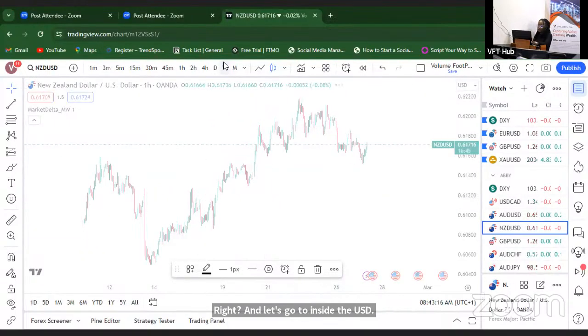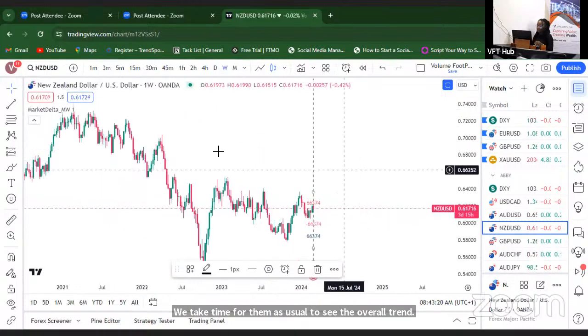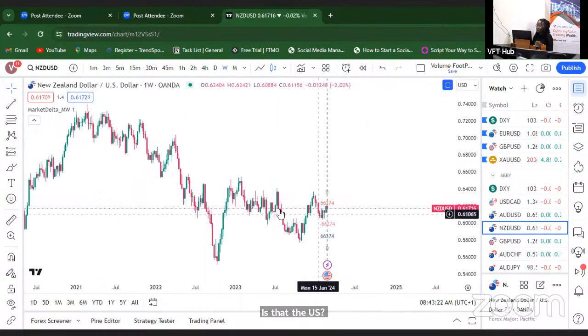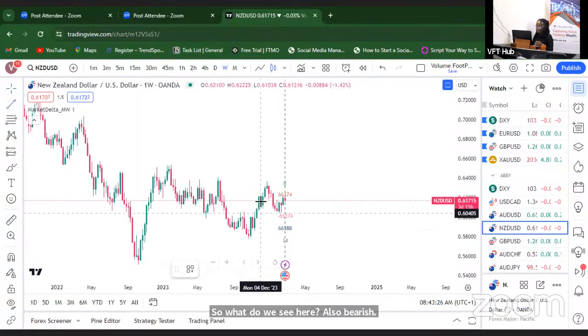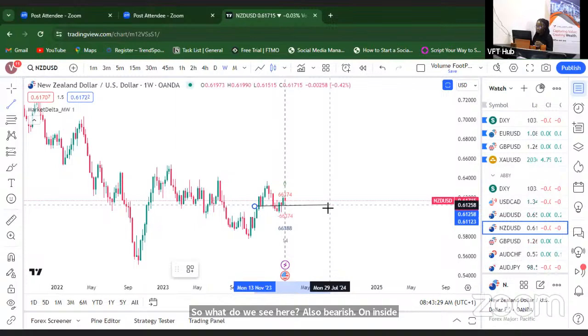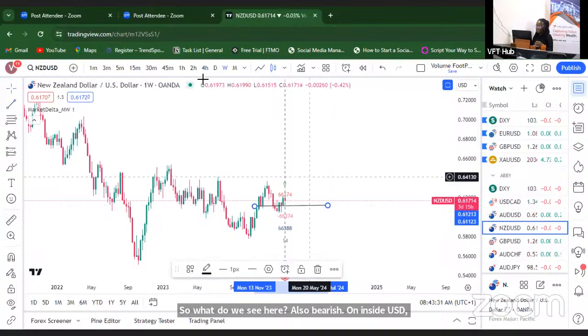Weekly time frame as usual to see the overall trend. NZD USD and AUD USD are very, very similar. So what do we see here? We're also bearish on NZD USD. Price took out this level. On the weekly time frame, this guy is bearish.